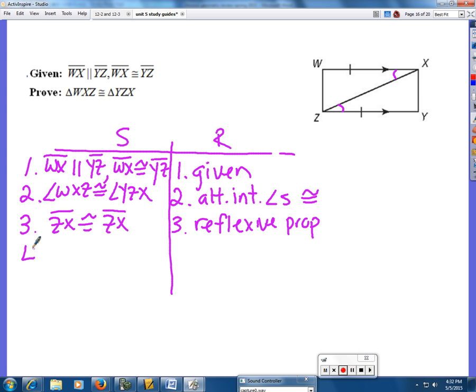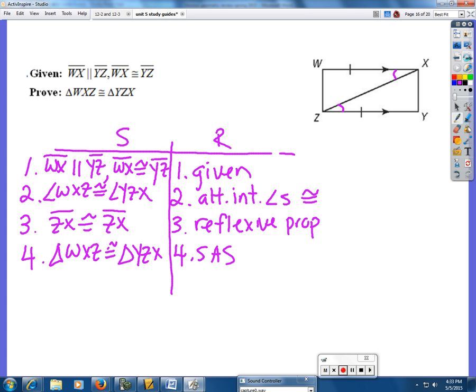And then 4, I have to have at least 3 things to show that triangles are congruent. I have a congruent side, a congruent angle, and a congruent side, so I'm going to be able to say side angle side. And of course, it's always your prove statement that comes last. So triangle WXZ is congruent to triangle YZX.